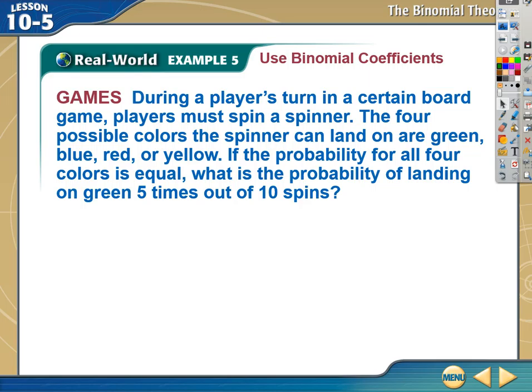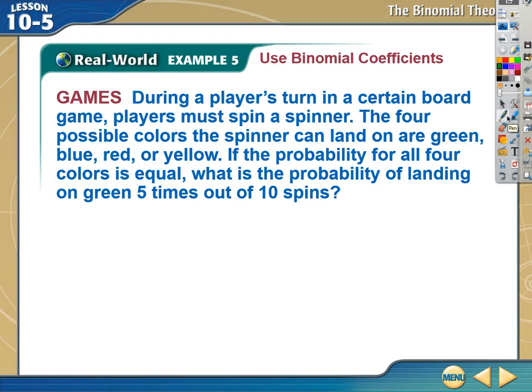So this example here says, hey, during a player's turn on a certain board game, players must spin a spinner. We've all done that before, right? The four possible colors the spinner can land on are green, blue, red, or yellow. If the probability for all four colors is equal, what's the probability of landing on green 5 times out of 10? So let me give you some background information.